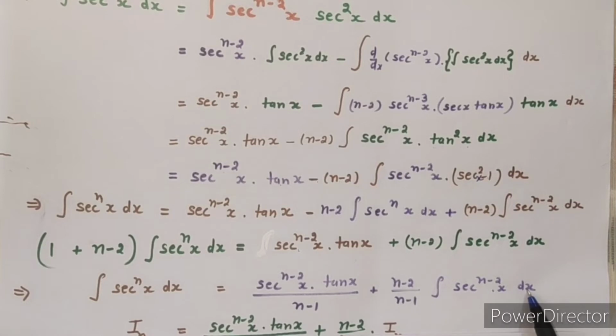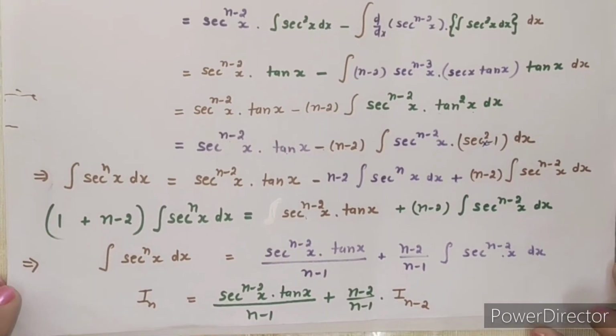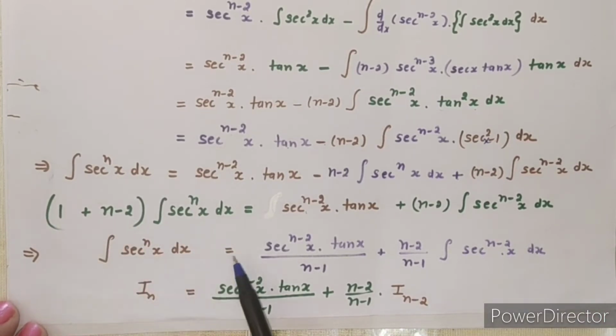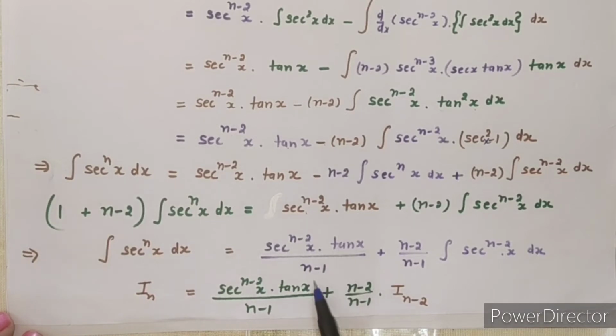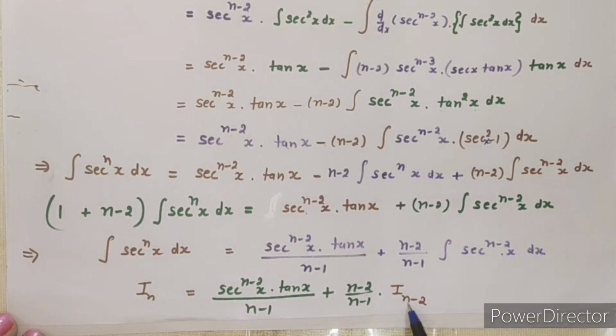Now if you take your left hand side as an integral with this notation, your reduction formula for secant nx dx becomes: I n is equal to secant n minus 2 x tangent x upon n minus 1, plus n minus 2 upon n minus 1 times this integral. If I take here n, this gives I n. If I take n minus 2, this integral will be equal to I of n minus 2, as we have done in tangent nx and cot nx. So the value of this integral is I of n minus 2.